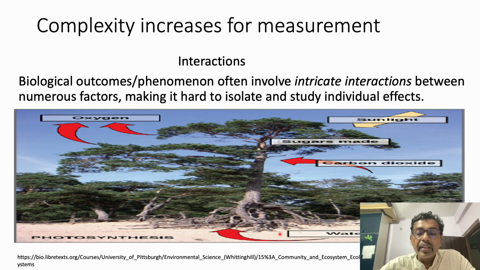Because when you see this picture, you will see that there is interaction of sunlight, the sugars which are made inside the plant, the carbon dioxide, the oxygen which is being produced by the plant, and the water which is being used by the plant. So there are lots of intricately connected mechanisms which ultimately give the oxygen by the plants.